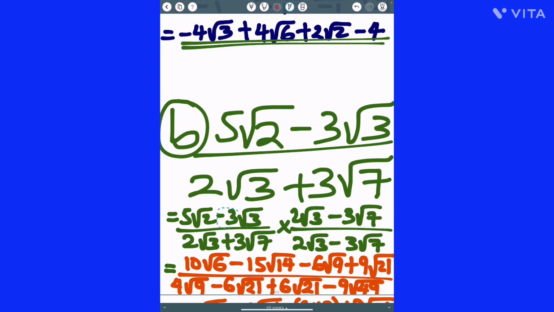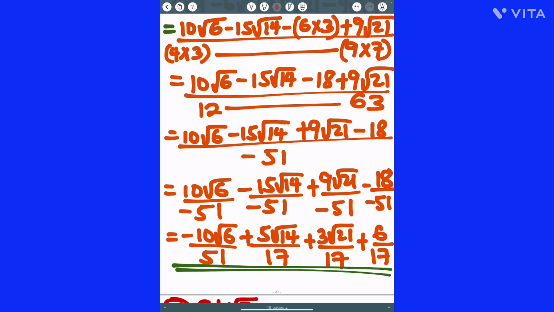So here I should do minus 3 times minus 3. Minus 3 times minus 3 is what? Plus 9. So root 3 times root 7 will give me root 21. I'll do the same thing on the denominator side to get 12 minus root 63.